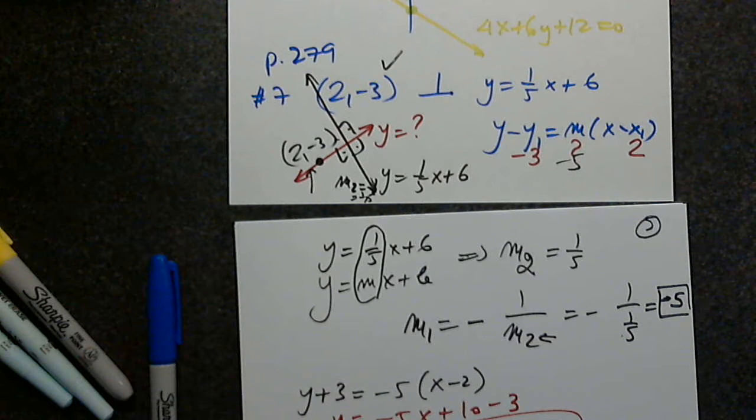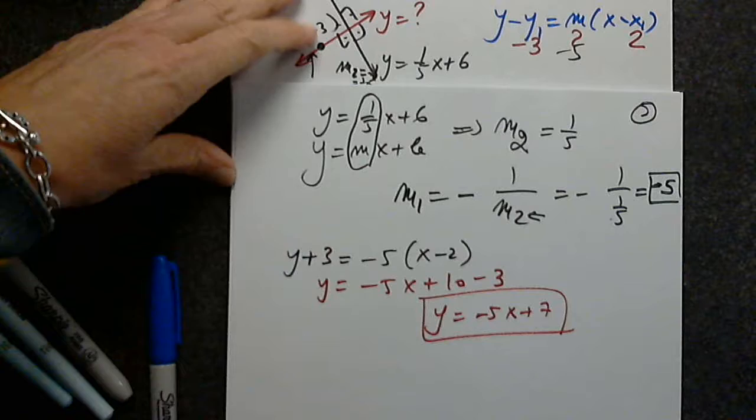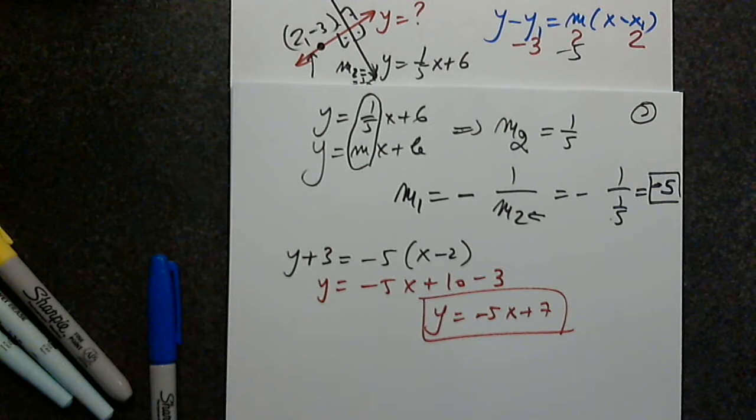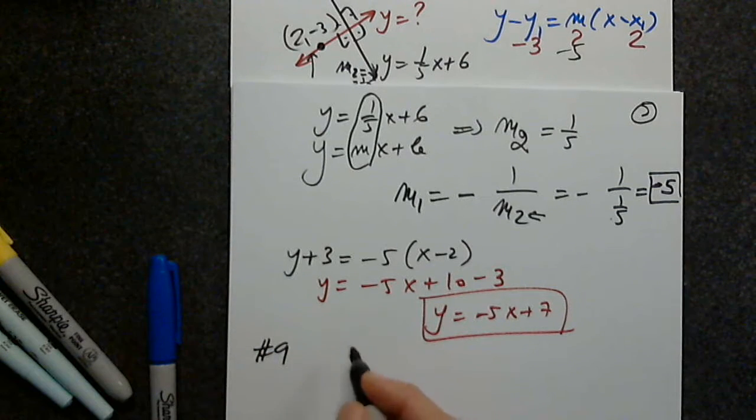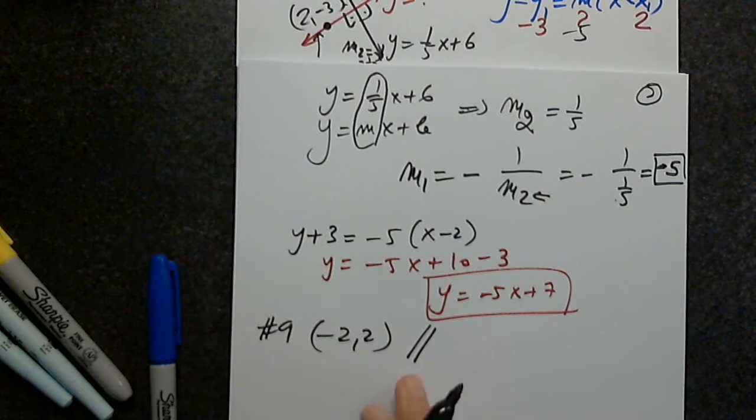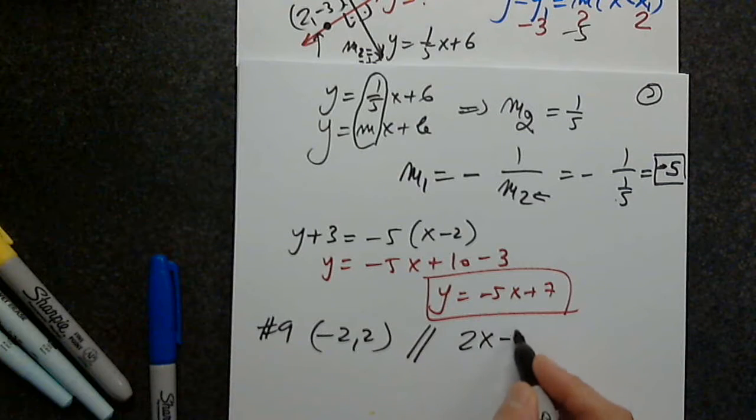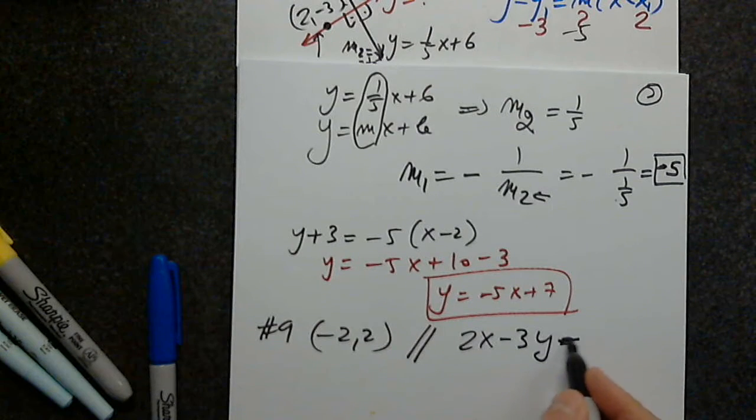Do you think we need another example like this one? Yes? Okay, so let's do another. On the same page, 279, let's try number 9. We are given negative 2 comma 2, but this time parallel. That's the symbol for parallel to the line whose equation is 2x minus 3y minus 7 equals 0.